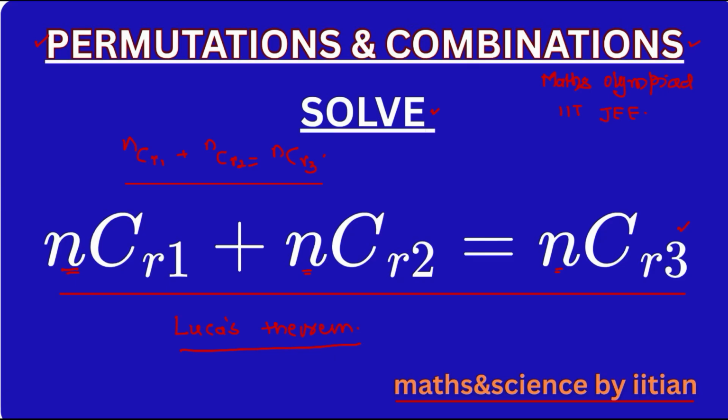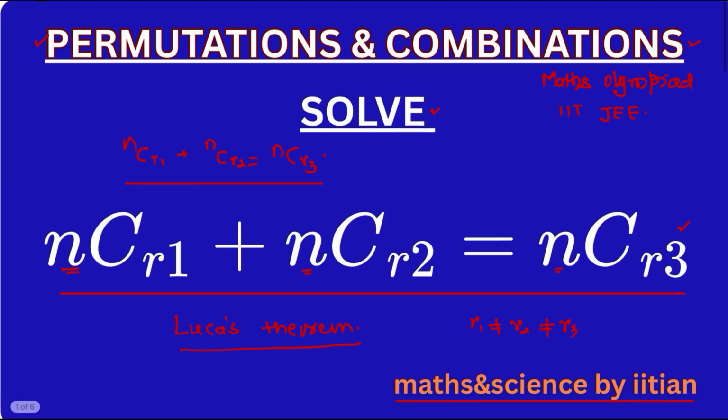It will have multiple solutions and we have to find out what is the pattern of n, and what is the pattern of r1, r2 and r3 in the combinations when nC_r1 plus nC_r2 is equal to nC_r3. n is the same in all the cases. r1, r2, r3 are different. r1 is not equal to r2 is not equal to r3. This is our condition.